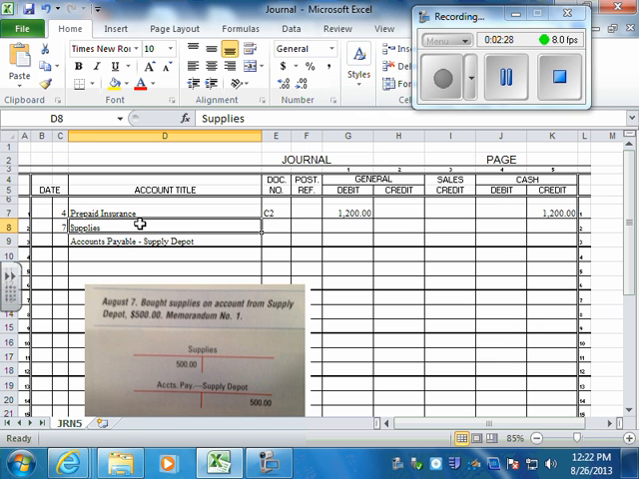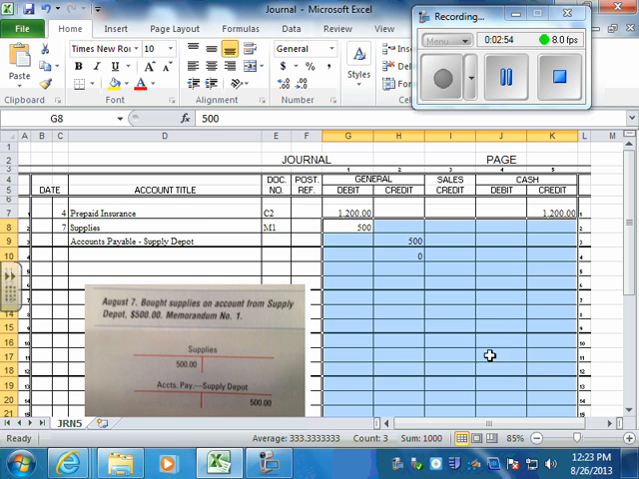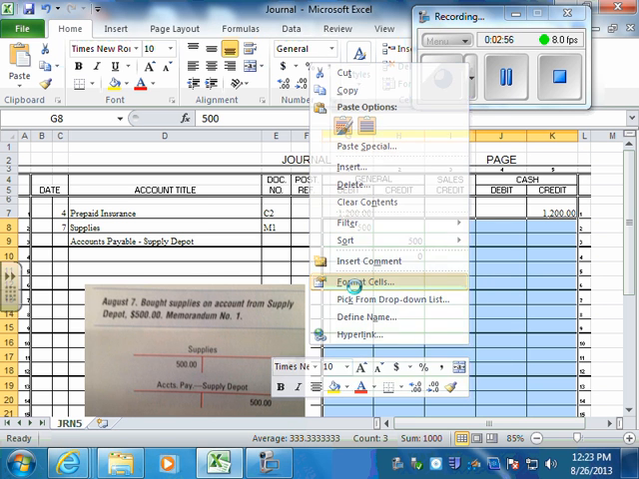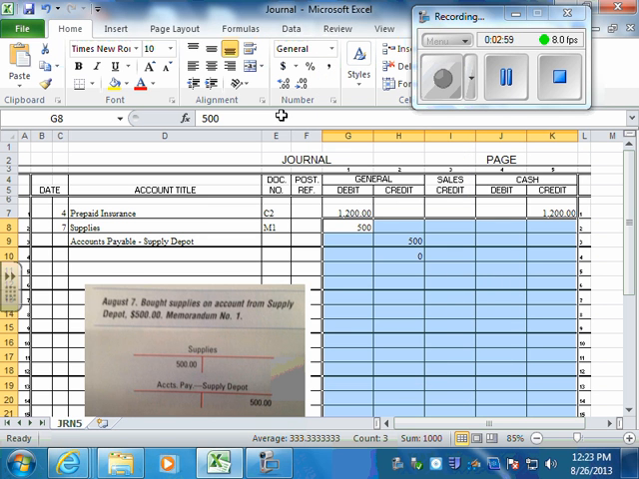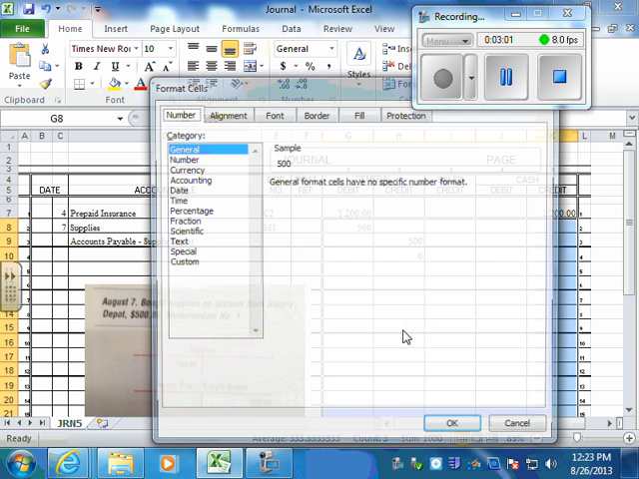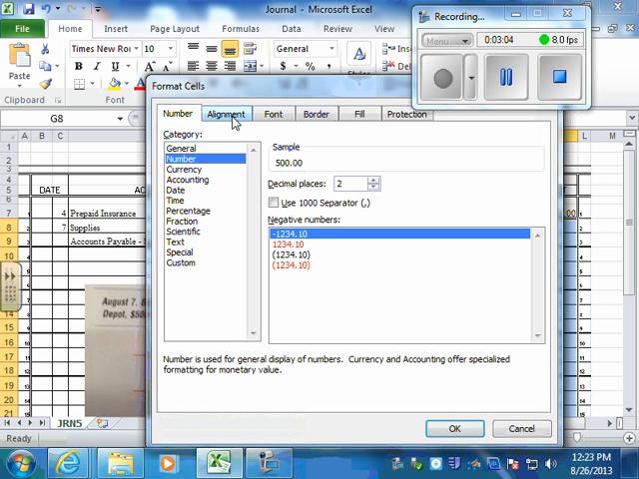You only put the date one time. You only put the document number one time. The document number is M1. The supplies is a debit of 500, not 5,000. And accounts payable, I'm just getting key happy here. I've got to fix this. Accounts payable is a credit of 500. So again, I'm certain that's going to be the only transaction that you guys have that takes 2 lines.